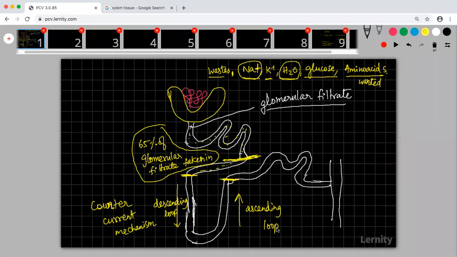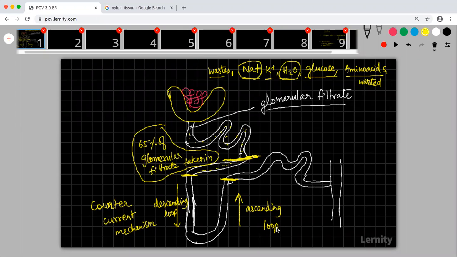In Henle's loop, you have two parts. One is called the descending loop, and the other one is called the ascending loop. The one which is coming from top to bottom is called descending. The one which is coming from bottom to top, we call it the ascending. Here is where your counter current mechanism is happening.